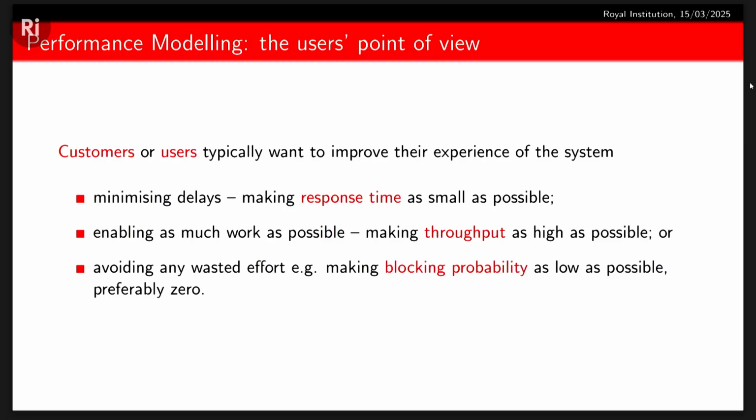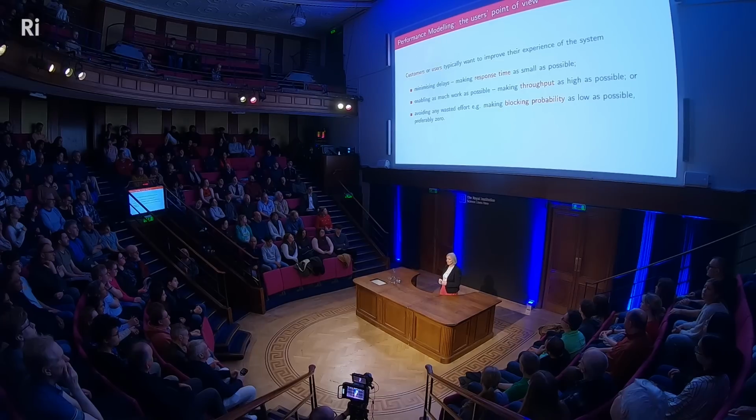So wasted effort can happen because we try and use a resource and then, in fact, we just fail for some reason. So we are not able to actually go on and use it, and we have to leave the system without being satisfied. And we talk about that as what's called blocking probability. And that will represent some kind of wasted effort or disappointment in systems.